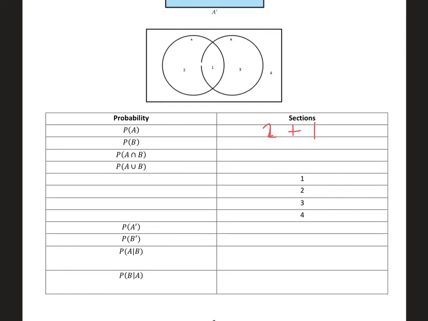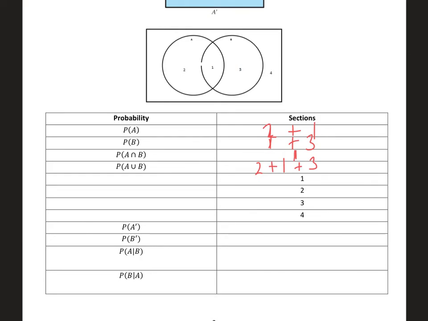Can you see how many you can fill in yourself? So pause it, see how many you can fill in yourself, and then check. Probability of B, well, that's 1 and 3 together. Probability of A and B, well, that's just section 1. Probability of A or B, well, that's section 2 plus section 1 plus section 3. So basically it's everything apart from section 4.